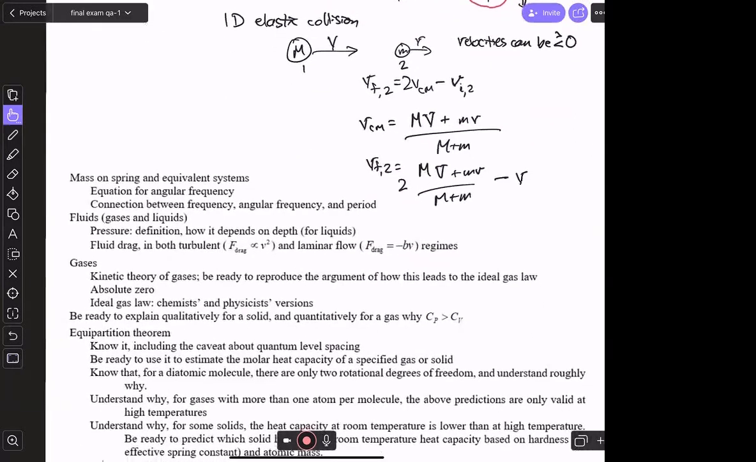Mass on spring and equivalent systems. Again, we didn't spend a lot of time on the time dependence of this. So prior to exam 2, we spent a lot of time talking about potential energy of a mass on a spring. So the main thing that you need to remember here is the equation for the angular frequency, omega equals square root of k over m, because we did use that earlier when we're talking about the molar heat capacity of a solid. And then the connection between the frequency, the angular frequency, and the period.